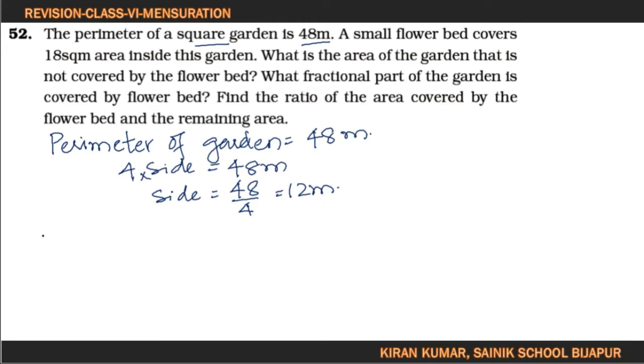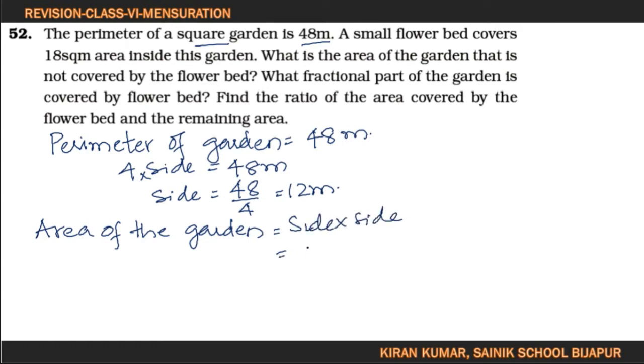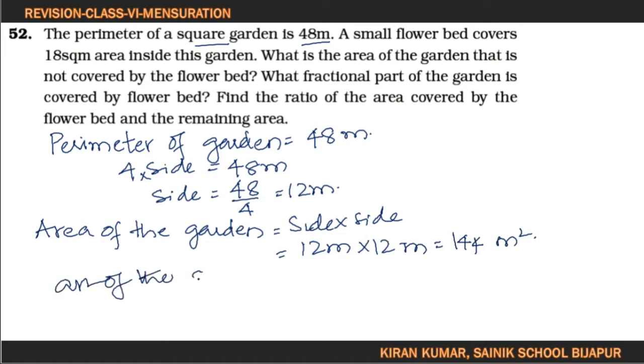When the side is known to us, we can find out the area. So the area of the garden will be equal to side into side, since it is a square one. So side multiplied to side is 12 times 12, which will be equal to 144 square meter. And the area of the small flower bed is equal to 18 meter square.